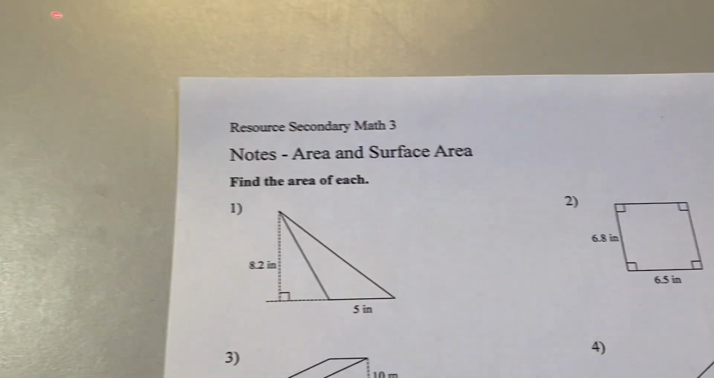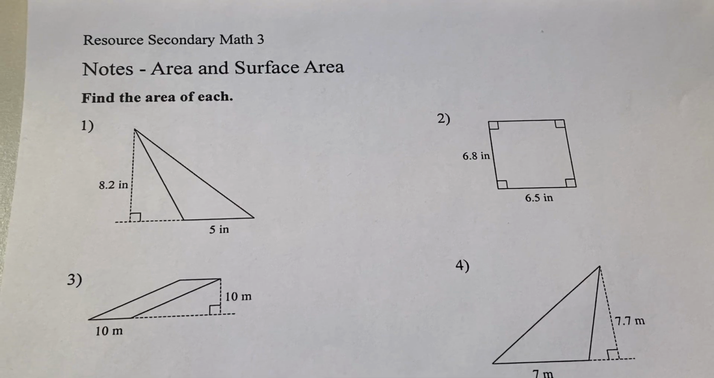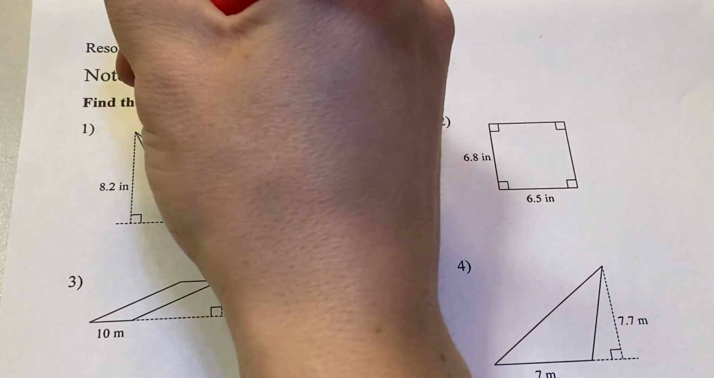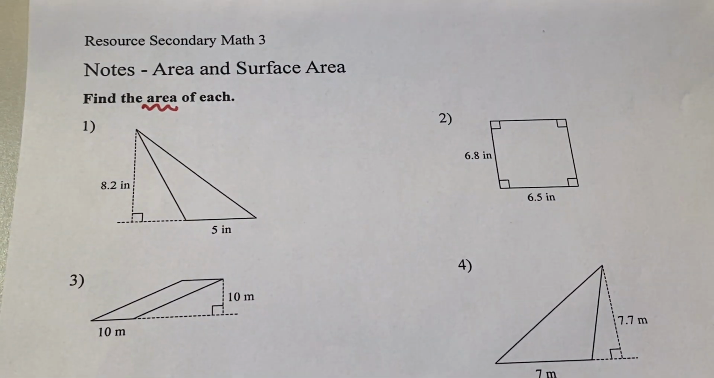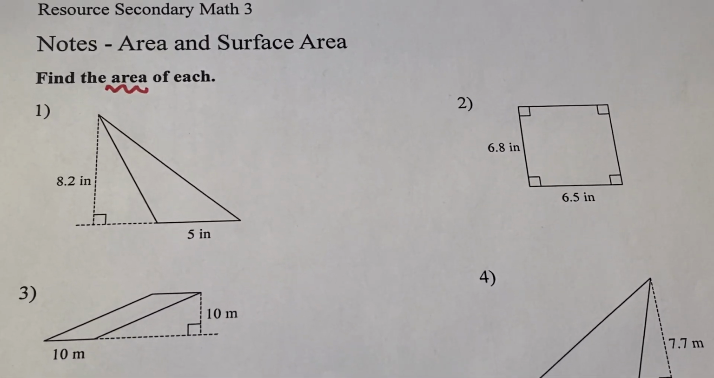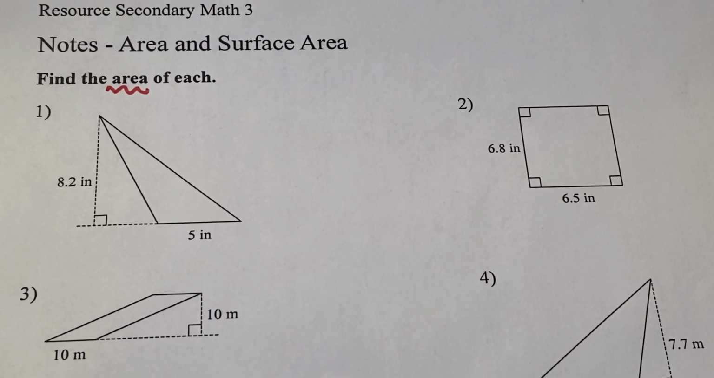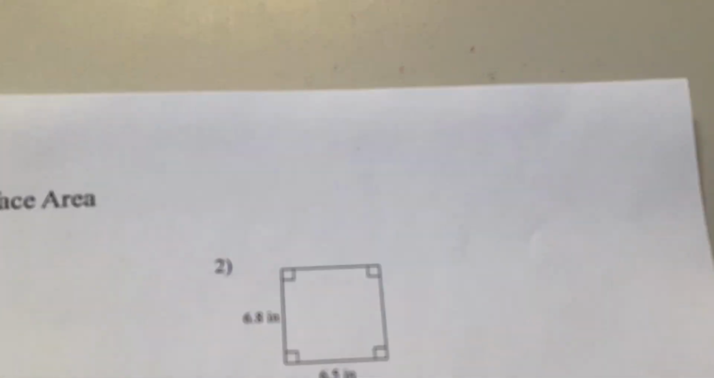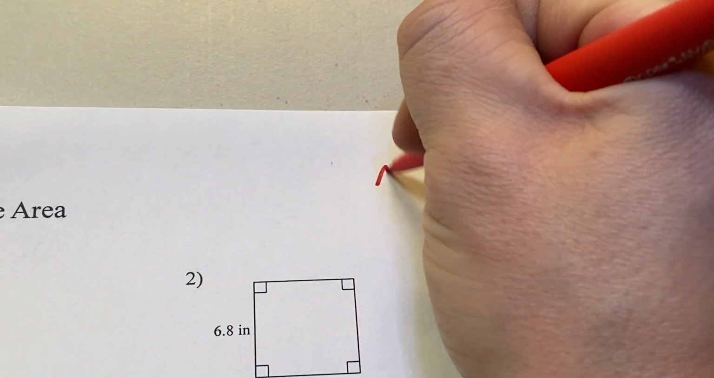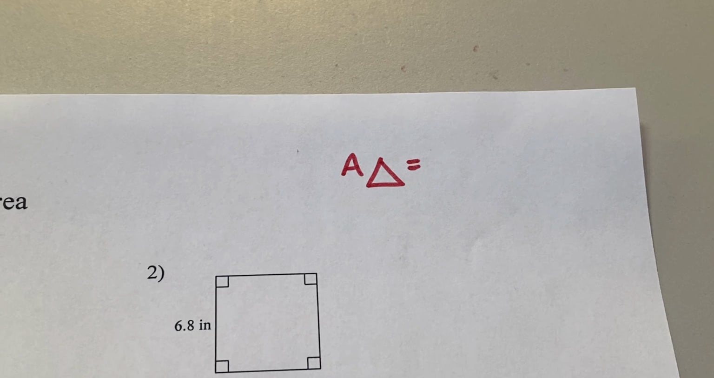I know this already. Okay, so for numbers 1 through 6, we're just asked to find the area. Simple, easy peasy. Find the area of each. So, first of all, we need to identify what shapes we're actually asked to find. What's that first shape that we see? Triangle. Okay, so let's go up here in the corner of our paper. Light work. I love it. Okay, so the area of a triangle.